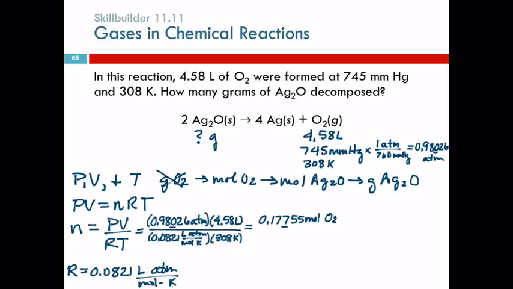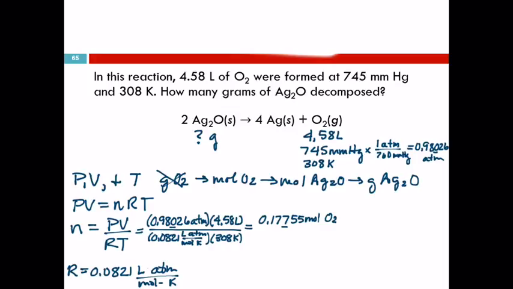Any questions? All the little details can get overwhelming, but the big idea is not complicated. We're using this equation to find the number of moles. And then we're going to take moles of oxygen and convert to moles of silver oxide and then grams. I'm going to make some room, so I'm going to just cross this stuff up here and use the top of the slide.